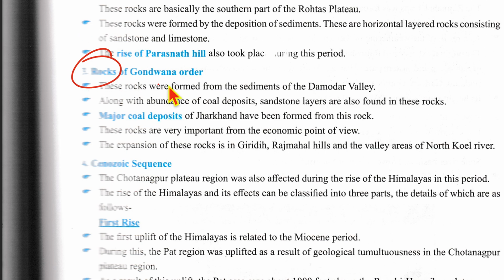Now moving on to the rocks of Gondwana order. These rocks were formed from the sediments of Damodar Valley. Along with the abundance of coal deposits, sandstone layers are also found in these rocks. Major coal deposits of Jharkhand have been formed from this rock. These rocks are very important from the economic point of view. The expansion of these rocks is in Giridih, Rajmahal Hills and valley of North Koel River.